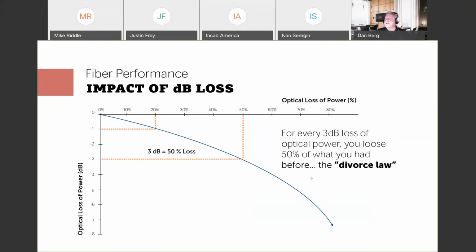What they call the divorce law. If you lose that much power, you're going to be divorced. Excuse me.